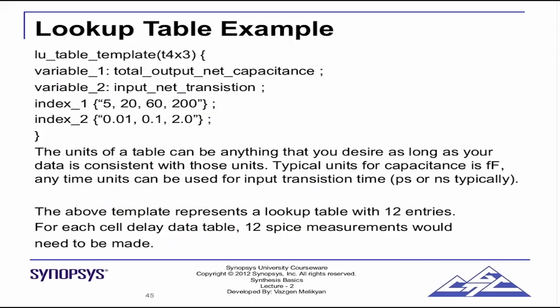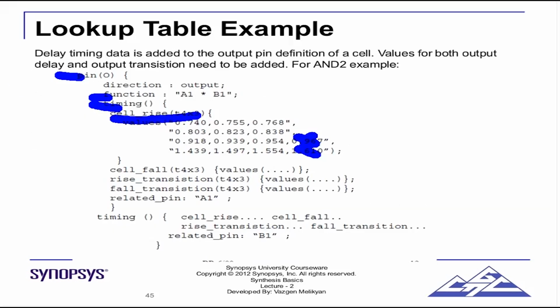Similarly for the input transition, the max value here, 2.0, defines the maximum transition that A1 and B1 may have as an input. So these maximum transitions at inputs and the maximum capacitance at outputs, these maximum limits are called the design constraints, the design rule constraints. This is the first priority of a synthesis or timing analysis tool. You have to make sure that your design meets all the max constraints. Only after meeting these constraints can you be sure that the delay calculation is accurate.